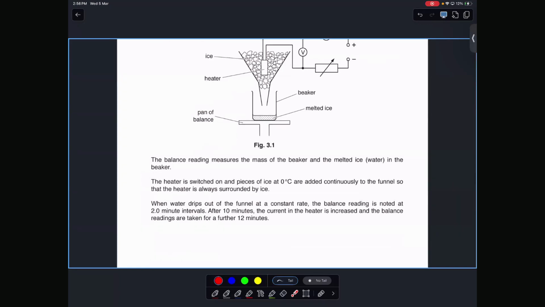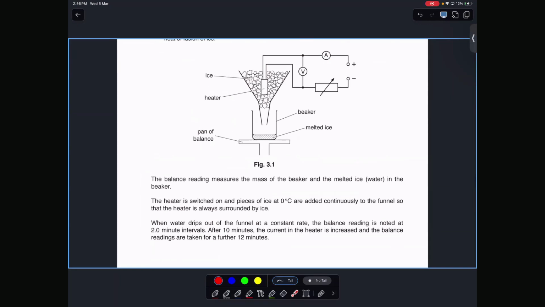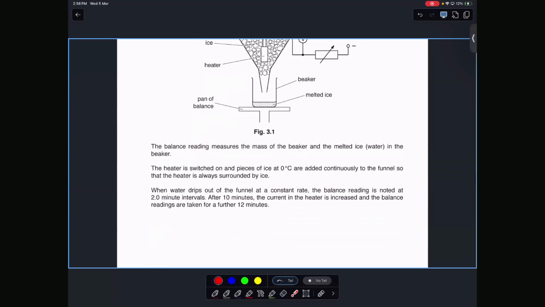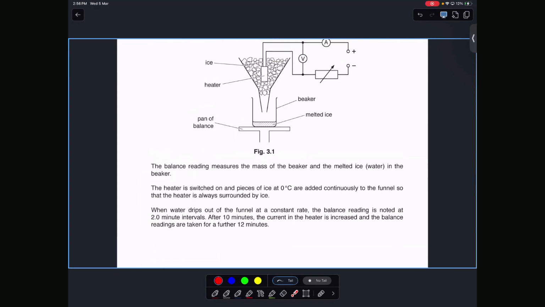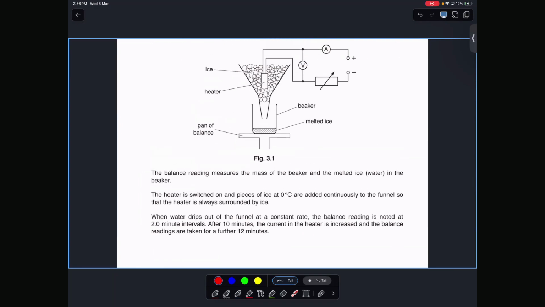The balance reading measures the mass of the beaker and melted ice. So it's all given there. The heater is switched on and the pieces of ice at 0 degrees are added continuously to the funnel, so that the heater is surrounded by ice. So you're basically ensuring that the heater doesn't heat any water, only heats the ice.